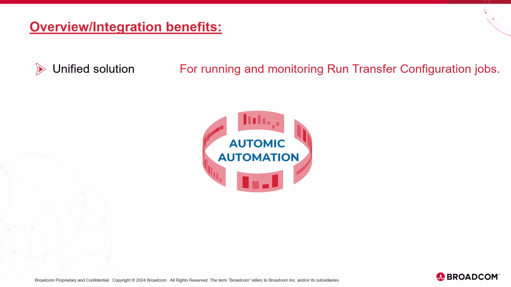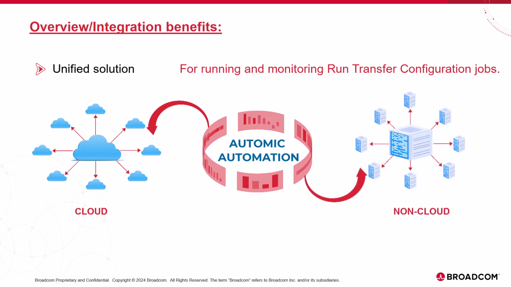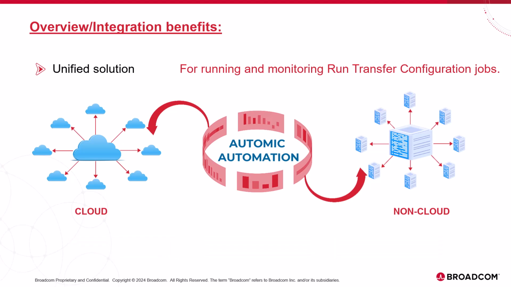Automic Automation plays a central role in orchestrating operations across multiple environments, including the cloud. Automic Automation synchronizes these processes with other, non-cloud operations. By integrating GCP BigQuery, we can configure process automation centrally in Automic Automation and then trigger, monitor, and supervise everything in one place. GCP BigQuery processes can then be synchronized with all other environments routinely supported by Automic Automation.